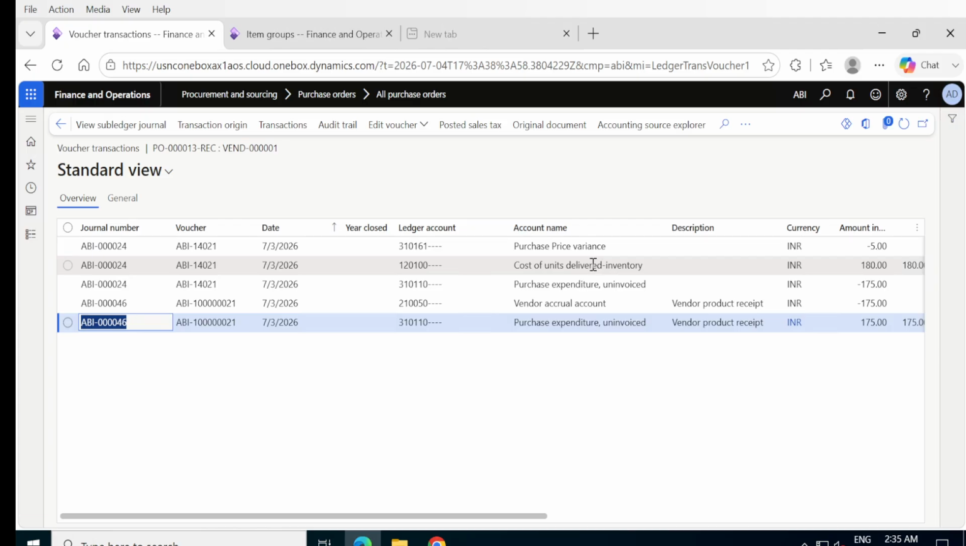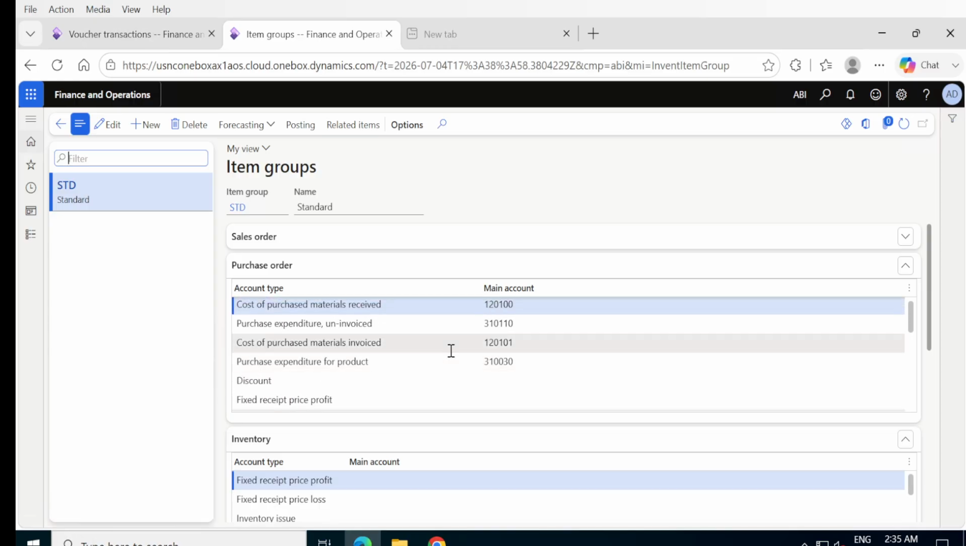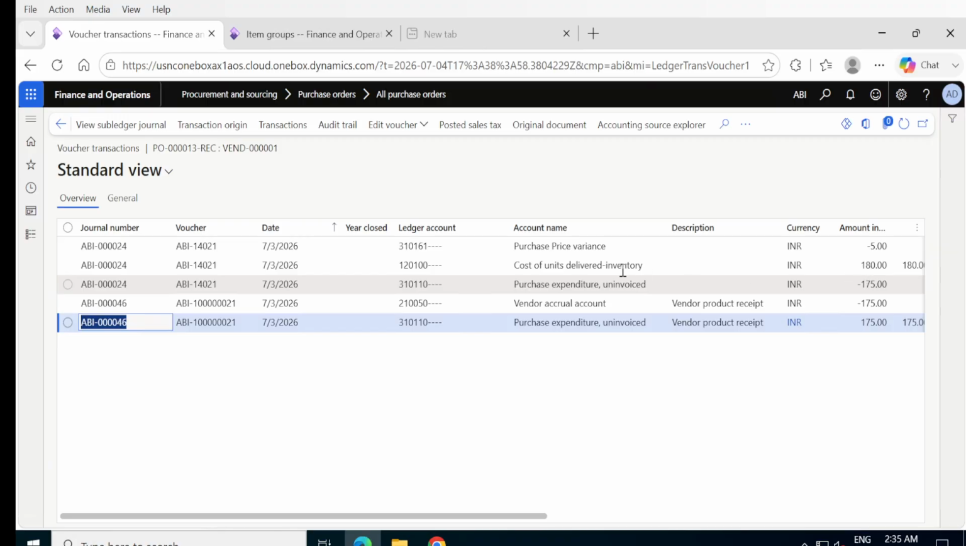310161. The next is cost of units delivered inventory. What was that? It is the 120/100. Where did it get pulled from? This got pulled from this entry. So in my item groups, for each model I have configured in purchase order, I configured that 120/100 is my main account that needs to be used whenever I receive goods into inventory. Okay, that's why 120/100 got posted here.